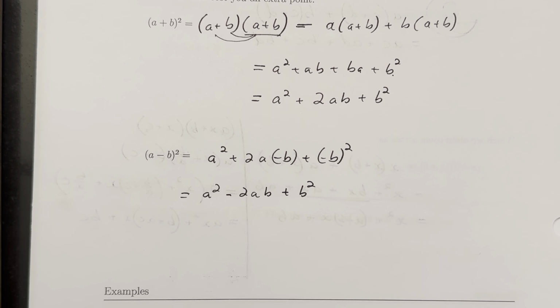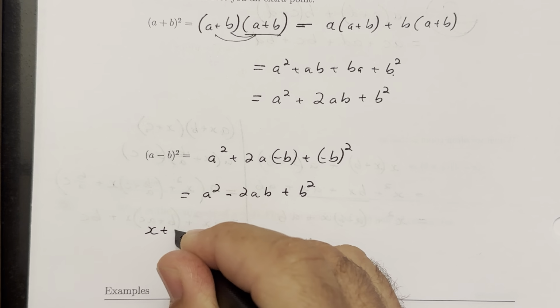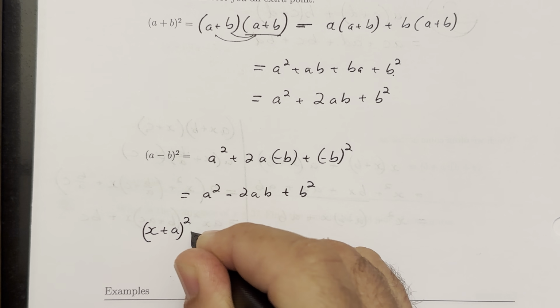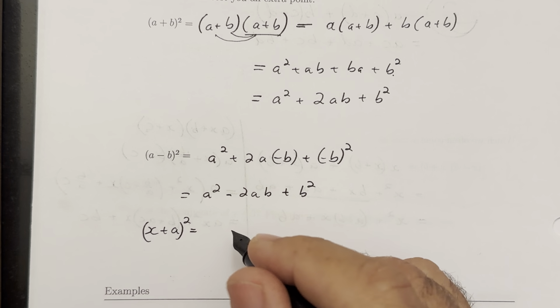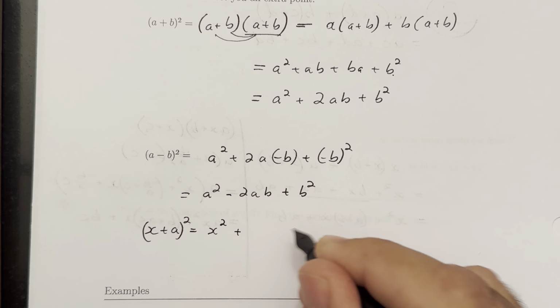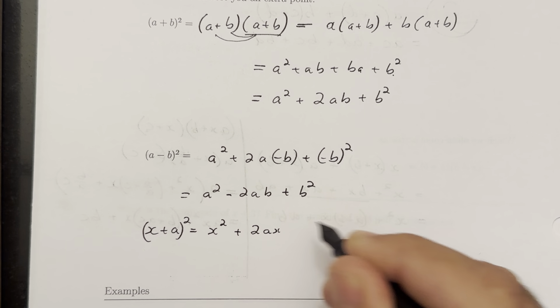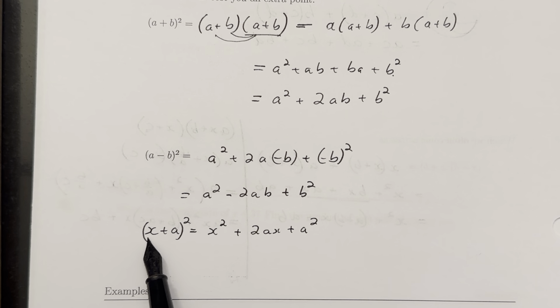So let's look at one other expression. Let's look at x plus a quantity squared. Well, again, that is x plus a times x plus a. And it will simply be x squared plus 2ax plus a squared, because again, it's the first term squared, and then the last term squared, and then plus 2 times the product of these two terms.